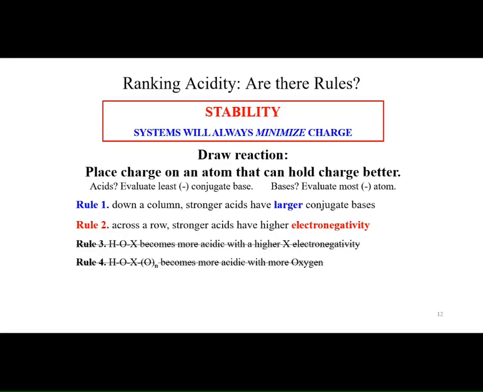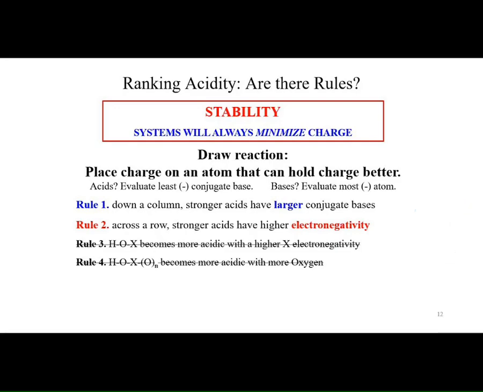So if we think about that larger conjugate base one, that's where we were saying F minus versus Cl minus. If we looked at electronegativity, the example we picked was oxygen versus carbon, oxygen negative versus carbon negative. Notice that there's a rule 1 and a rule 2. We evaluate size before we evaluate electronegativity. That is important. You need to be following that. What happens when we move into the rule 3 and 4 that I've now crossed out?